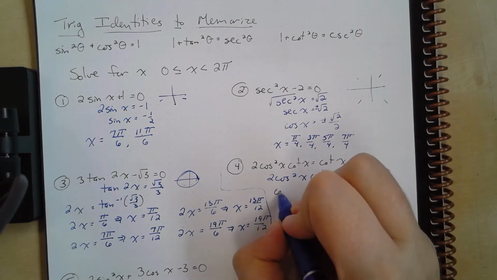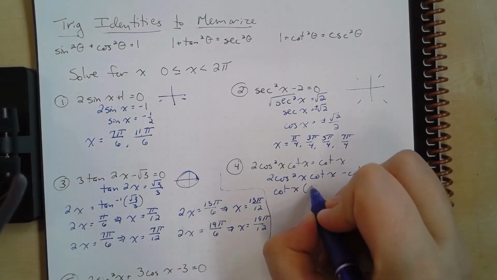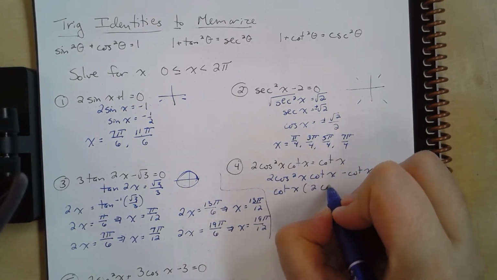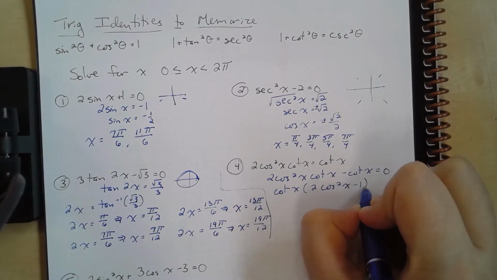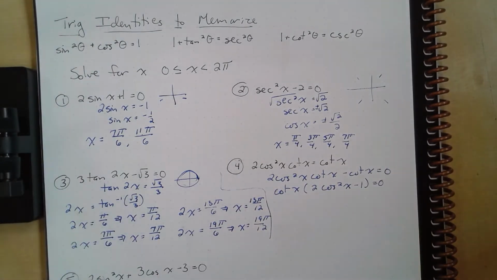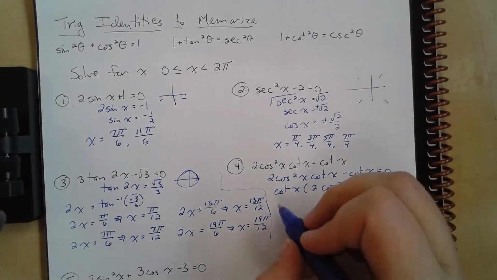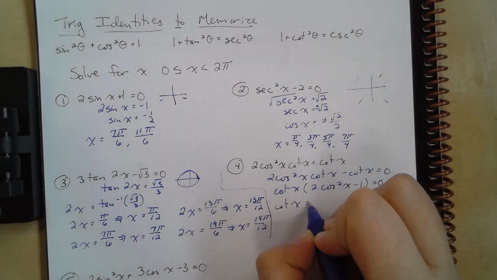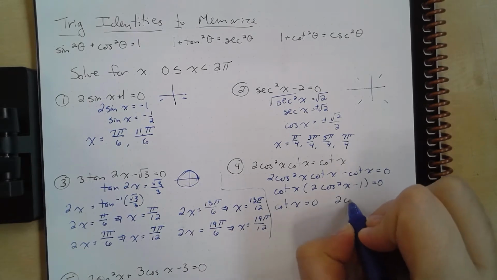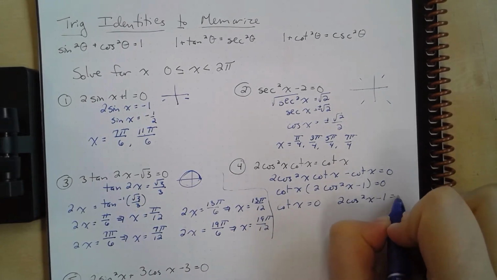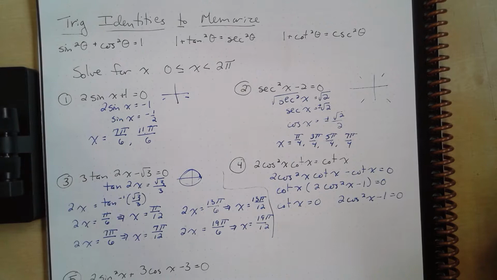I'm going to factor out a cotangent of x. So I get cotangent x times 2 cosine squared x minus 1 is equal to 0. Well, looking at this, I know that I can set up two things here. I can say that the cotangent of x is equal to 0 and that 2 cosine squared x minus 1 is equal to 0.